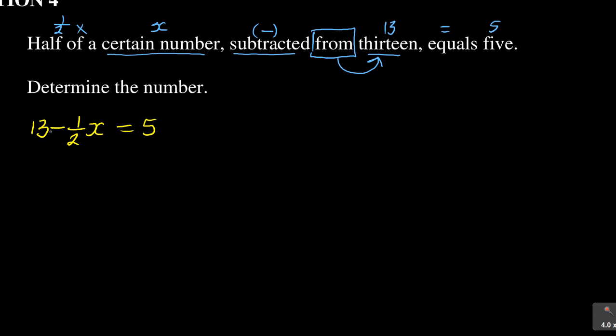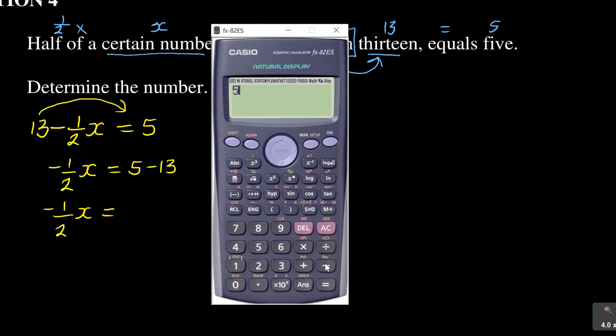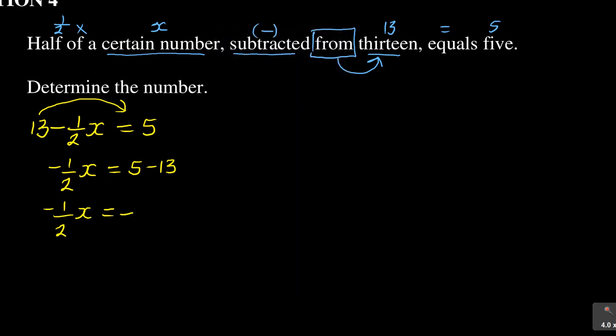And how do you solve for x? You can take 13 to join 5, so that you have got minus 1 over 2x is equal to 5 minus 13. Then we've got minus 1 over 2x is equal to, now if you say 5 minus 13, you can see I rely on the calculator to avoid errors in this case, which I will also encourage you to do, which is negative 8.